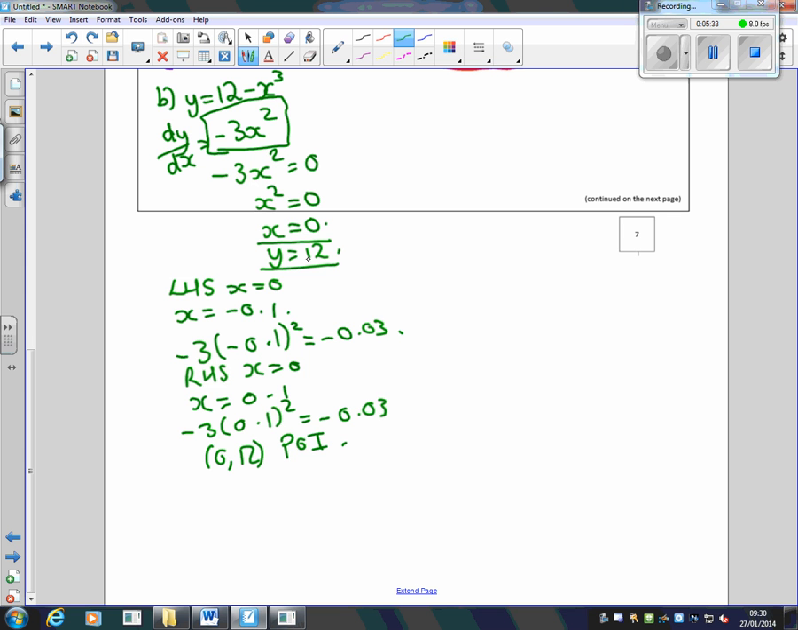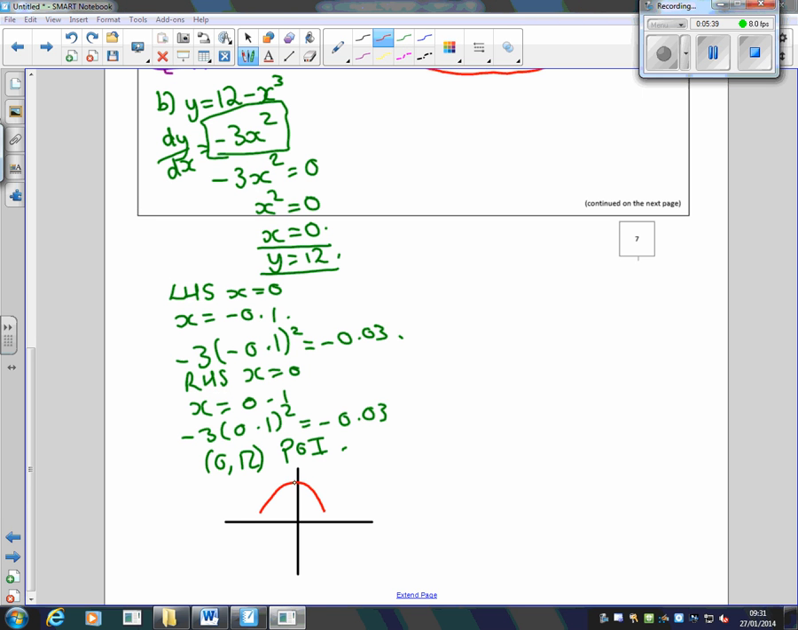So I'm just going to show you what this would look like. Again, you don't have to draw the graph. I'm just doing it to show you. So at the point 0, 0, sorry, that graph's wrong. So at the point 0, 0, we have this point of inflection.